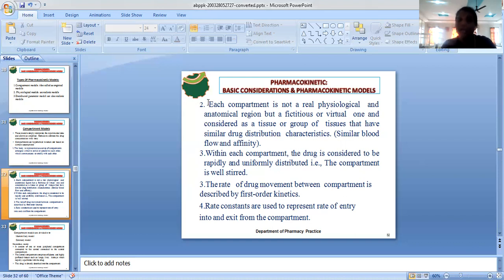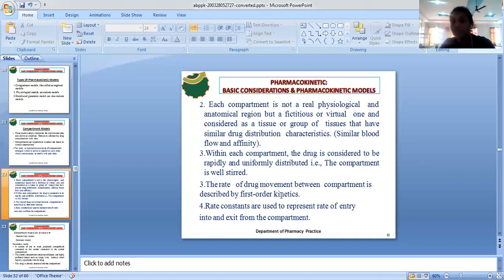And the third assumption is that within each compartment the drug is considered to be rapidly and uniformly distributed. Such a compartment is said to be a well-stirred compartment. Once the drug is administered, it will be rapidly and uniformly distributed within each and every compartment. Whenever that uniform distribution takes place instantaneously, or immediately, that compartment is said to be a well-stirred compartment.